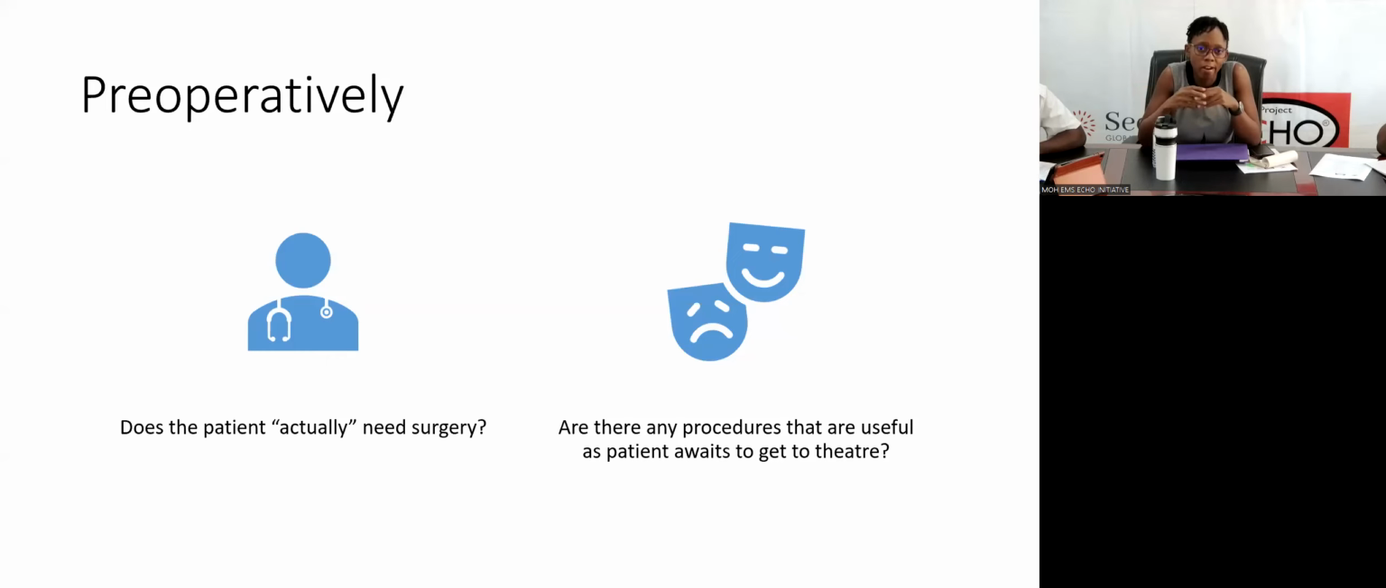Then another question: are there any procedures that are useful as my patient awaits to go to theater? This one, I'll bring it in the broad category of IO in children. We know there are some congenital obstructions that will present with an association to other congenital anomalies. Let me give an example, anorectal malformation. A child comes in, you've examined, no anus, abdomen is grossly distended, there's no fistula, and you know, I need to go and put a stoma.